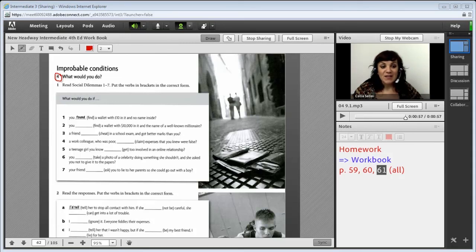Like this one here on page 61, exercise number 4, improbable conditions. What would you do? Read social dilemmas 1 to 7. Put the verbs in brackets in the correct form. So in the first part of the exercise, you need to just complete the sentences. What would you do if? So all the questions start with what would you do? Just wondering. So you have the verbs in brackets, you just need to put them in the correct form. And because it's about improbable conditions, because it's about what would you do, unreal present. So which conditional are you going to use? The second conditional, that's right.